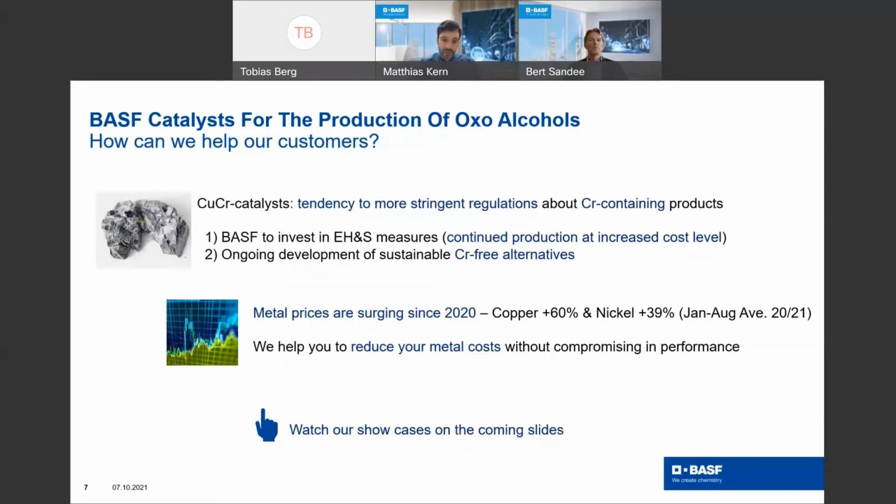almost 40%. To counter this effect, we are working continuously on reduced metal content catalysts, which then of course also can be offered to you at lower prices and will mitigate the risk of continuously increasing metal costs. And also that will now be part of the showcases on the coming slides. And with that, I hand over to Bert to introduce you into our portfolio.